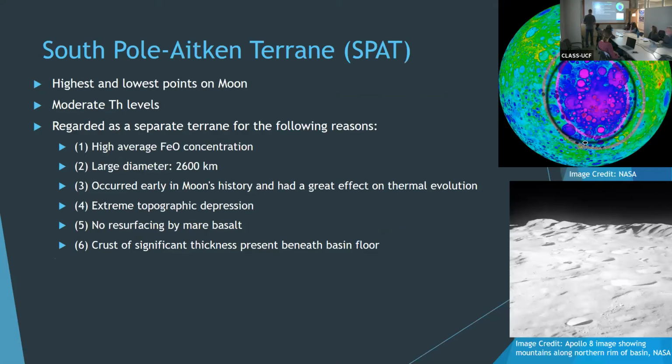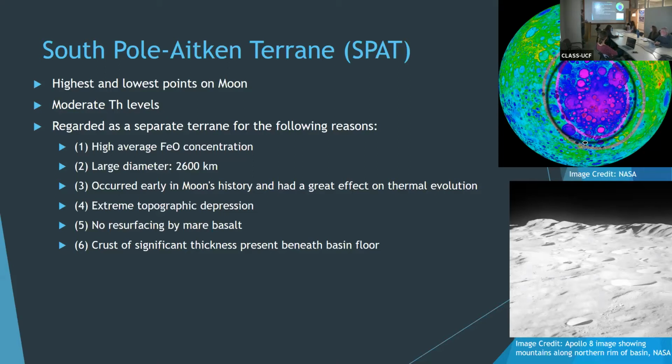So that other region that we saw on the far side, down near the South Pole, is the South Pole-Aitken terrain, or the SPAT. This is unique because it contains some of the highest and some of the lowest points on the moon, going up to about 8,000 meters and down to about minus 6,000 meters. The prevailing theory is that this was formed by a giant impactor, but a very slow giant impactor. That would explain why it has such high mountains but also these really deep ridges.